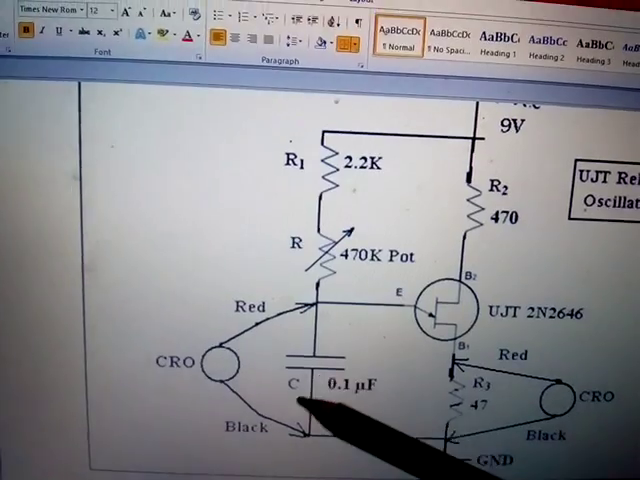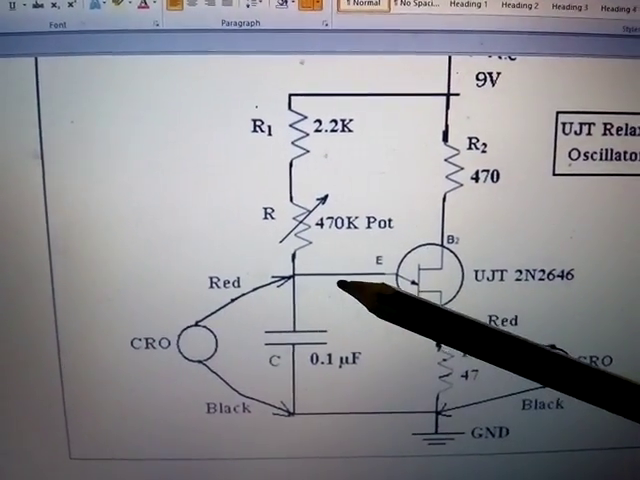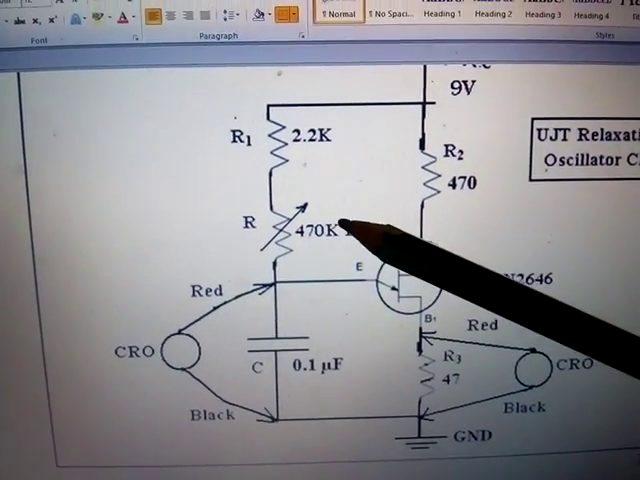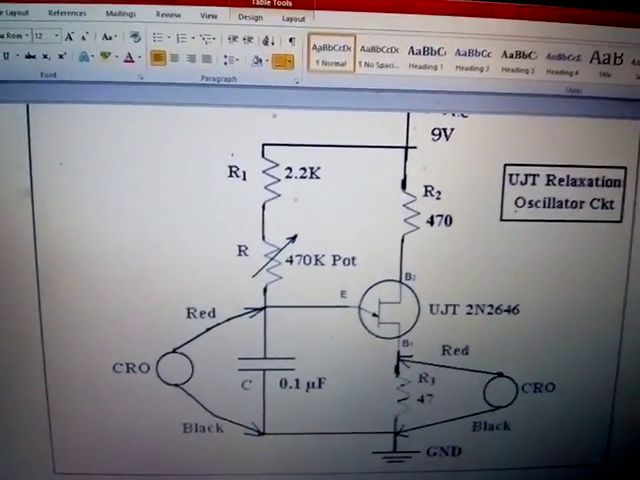So you don't use an electrolytic capacitor here, you use the green or maroon or orange color capacitor.